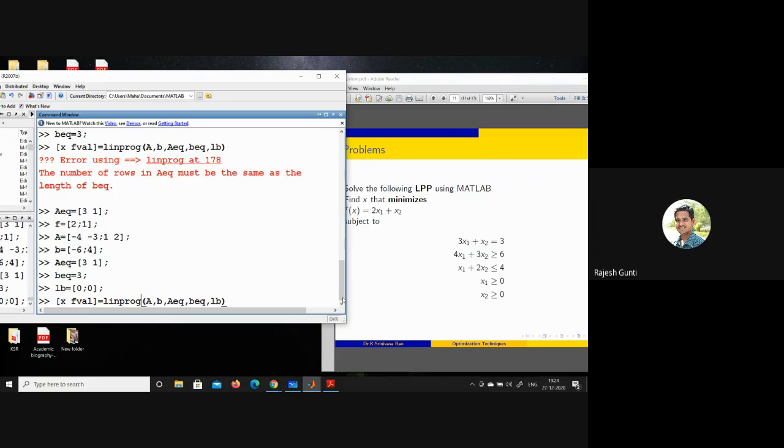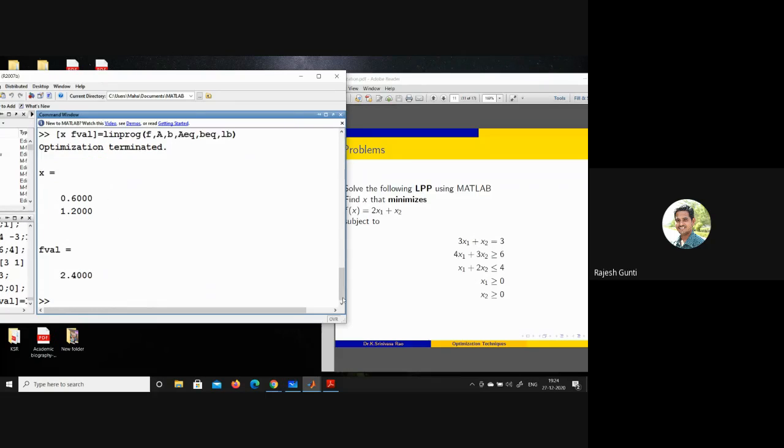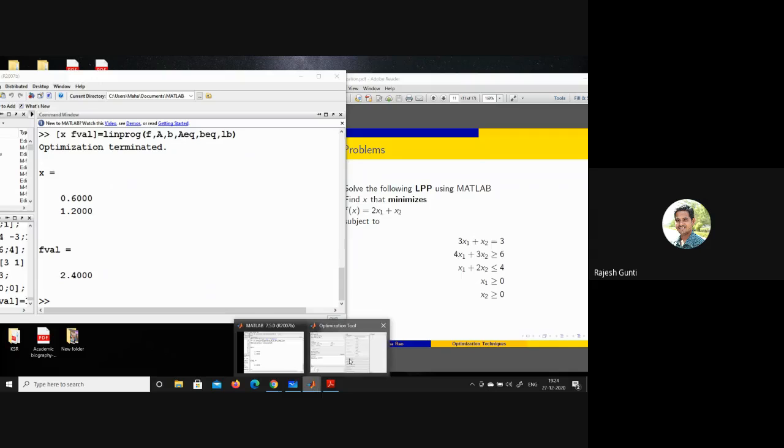F5, run. A, B I mentioned, F in the objective function I forgot. In that case it takes this as F, this as A, like that it will take. Optimization has terminated. The solution is 2.4, x1 is 0.6, x2 is 1.2.